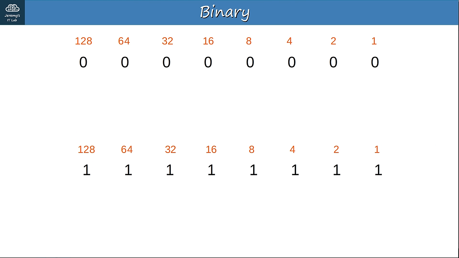Before moving on, you probably figured this out by yourself already, but the range of possible numbers that can be represented with 8 binary bits ranges from 0, if all bits are 0, to 255, if all bits are 1, because 128 plus 64 plus 32 plus 16 plus 8 plus 4 plus 2 plus 1 equals 255.